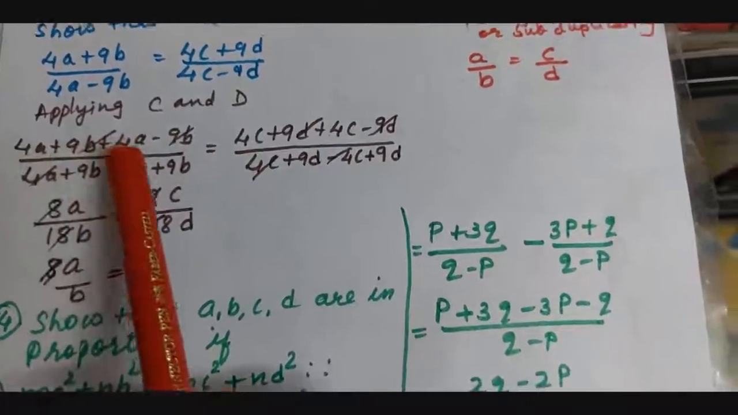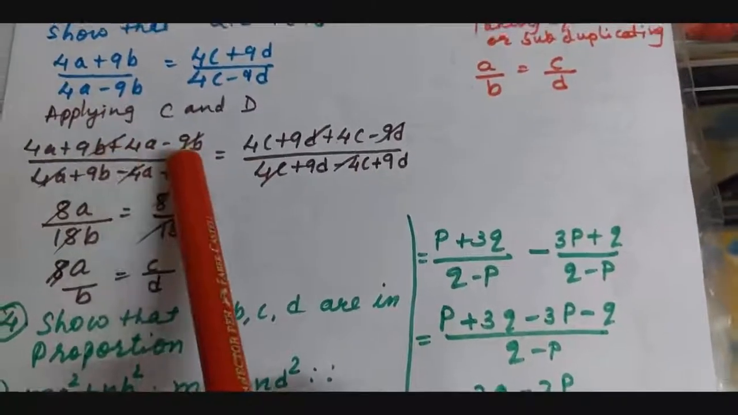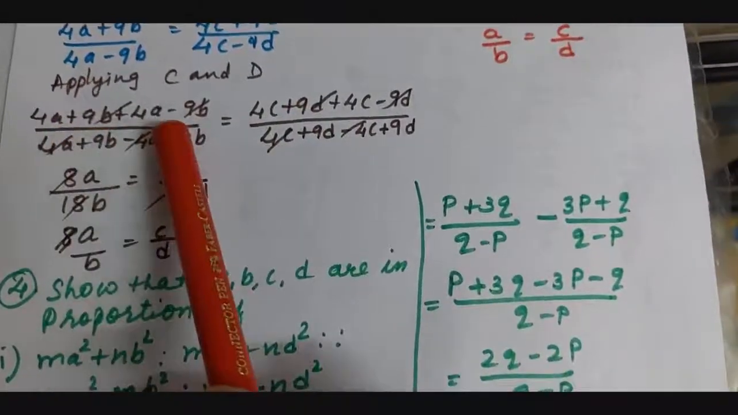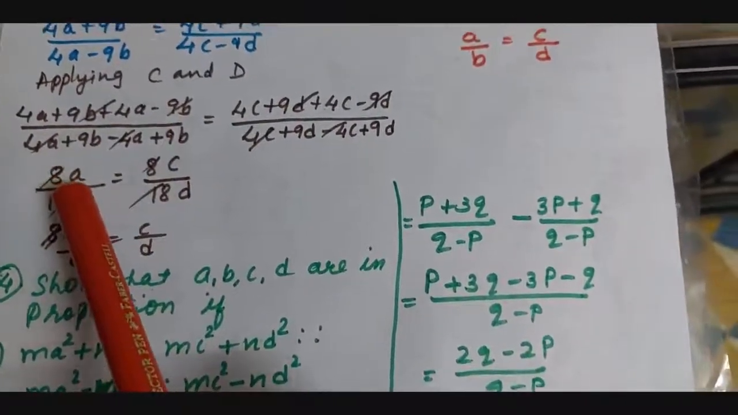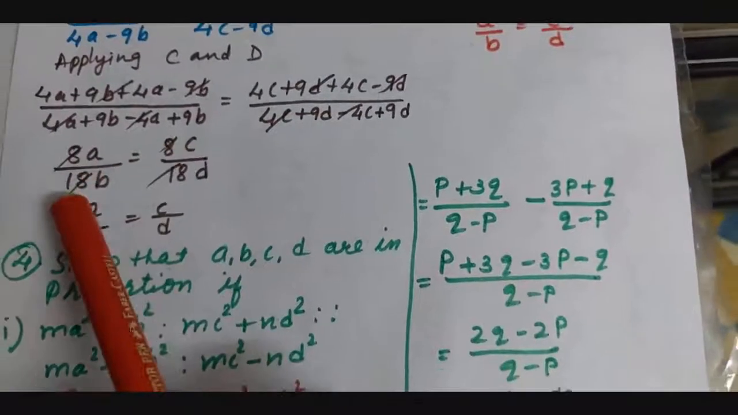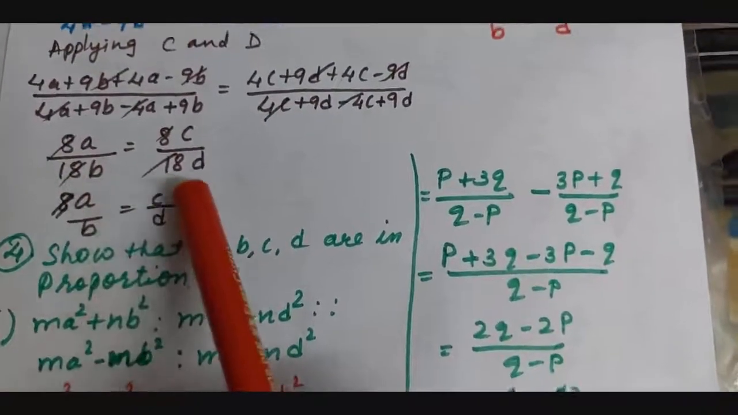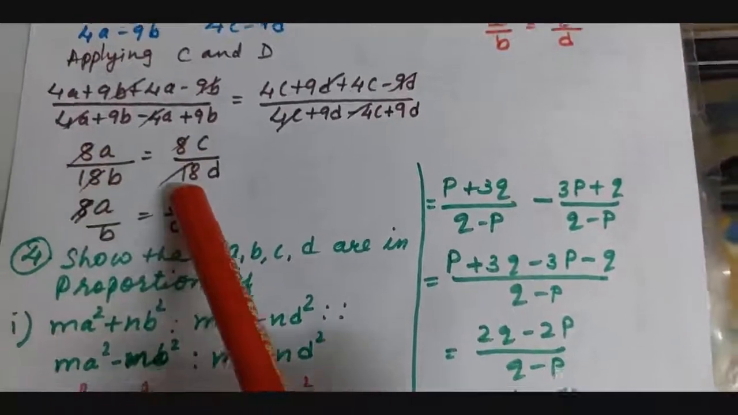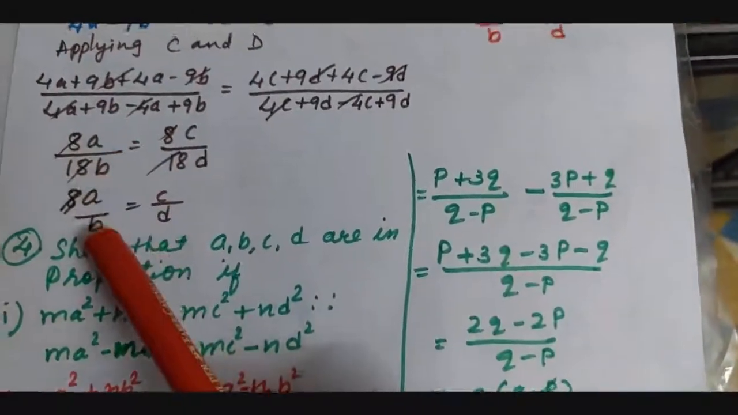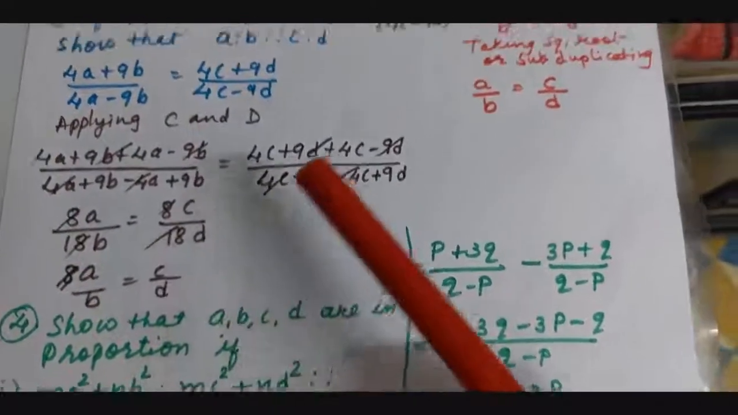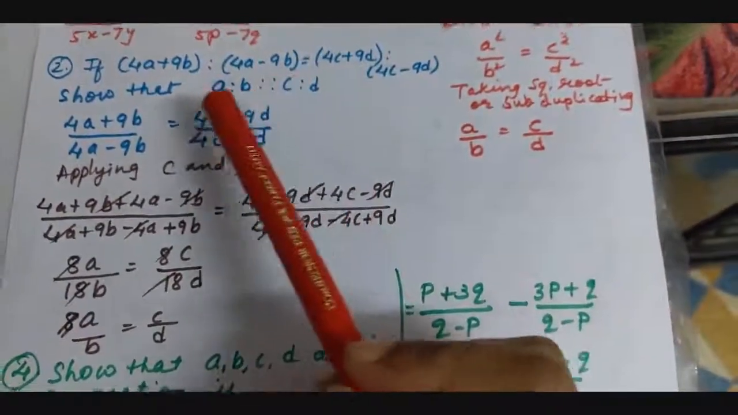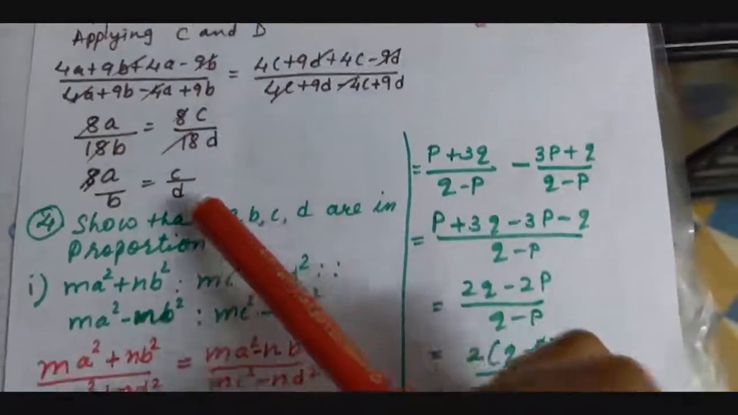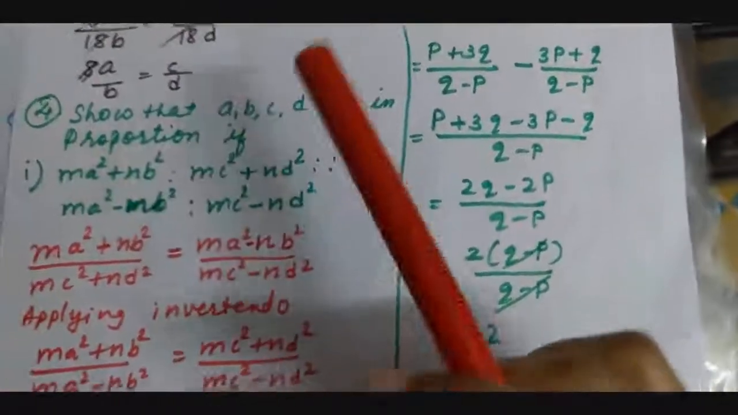So now whatever the same terms with different sign, we cancel on both sides. Whatever is left, that is 4 plus 4, 8a, here also 8c, 9 plus 9, 18b and 18d. From both sides 8 and 18 cancelled. So I get here a by b is equal to c by d, which is the required result. Here you were asked to show that a ratio b is equal to c ratio d, which we have completed, shown. Next question 4.